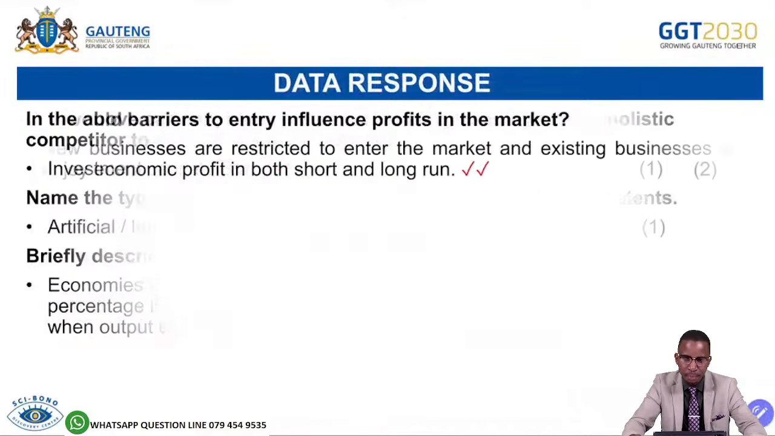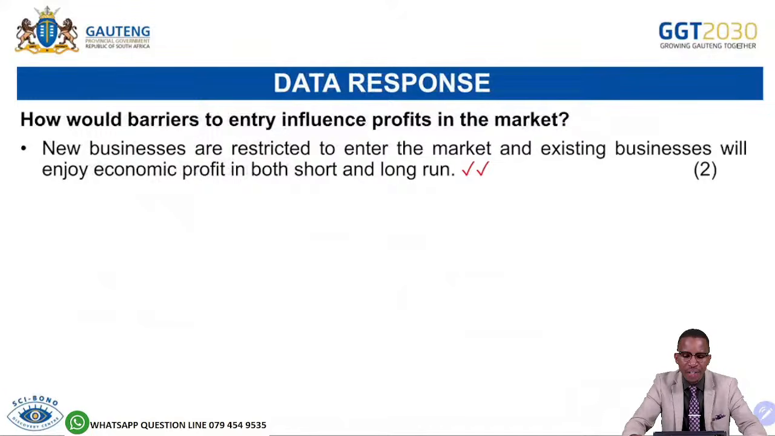How would barriers to entry influence profits in the market? We know that if the market is characterized by high barriers to entry, those few businesses that are protected by barriers to entry will always be enjoying profit because they will have more market share, more consumers, and make more sales because they are not faced by a high level of competition. If the firm is a monopoly, it is the only producer of a particular product. So for that reason, it is entitled to economic profit, even though it can make an economic loss.